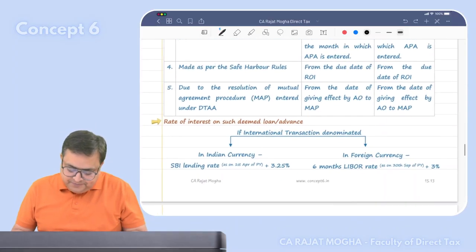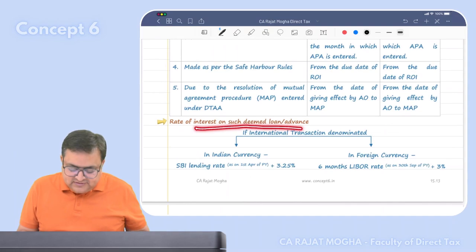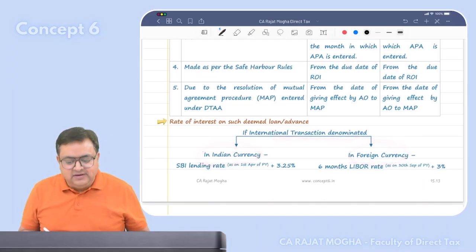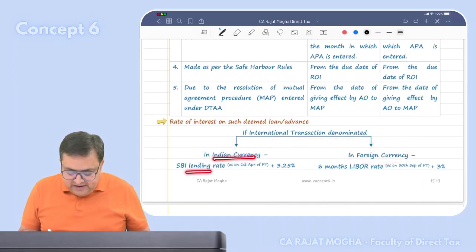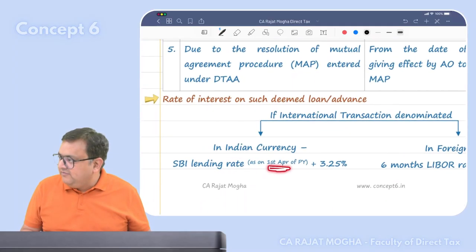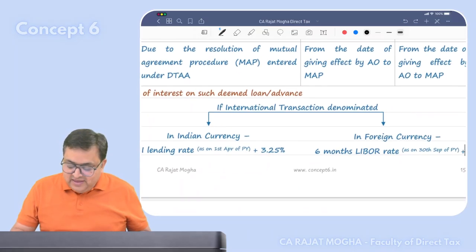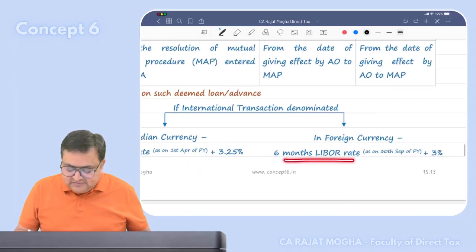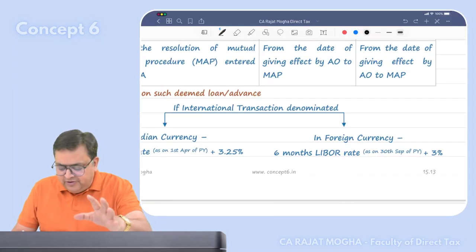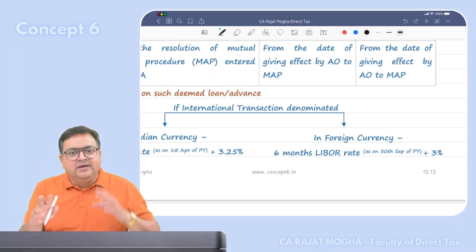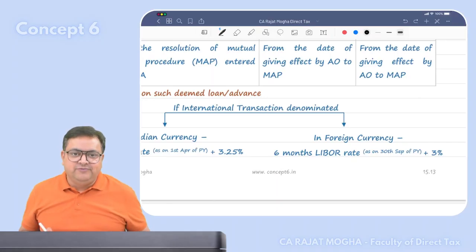Again repeating, the rate of interest on such a deemed loan, if it is an international transaction denominated in Indian currency or foreign currency: if it is Indian, SBI lending rate as on 1st April of the previous year plus 3.25%. If it is foreign currency, 6 months LIBOR rate as on 30th September of the previous year, which will be given to you in your examinations, plus 3%. So in LIBOR, add 3. In SBI, add 3.25. Got it?